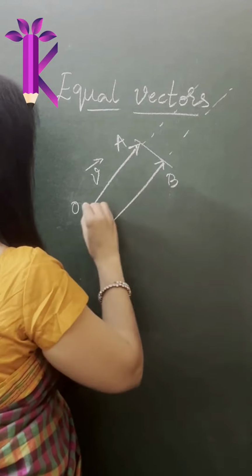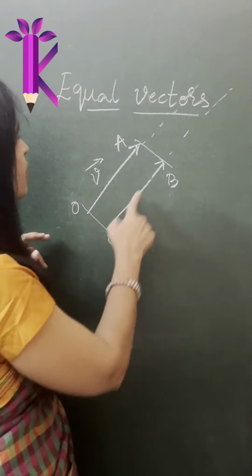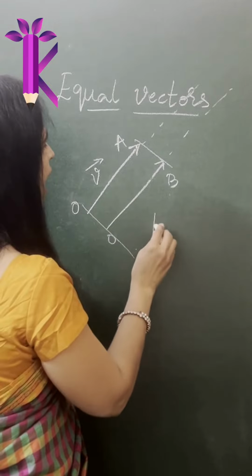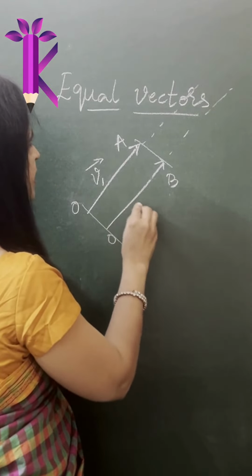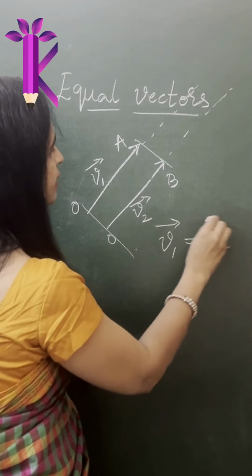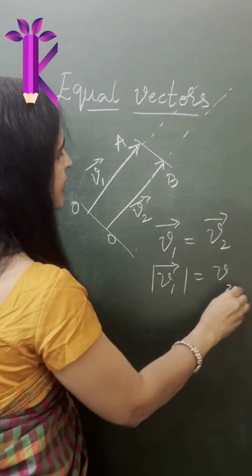So their length is also the same, which gives you the magnitude: same length and heading in the same direction. Such vectors are equal vectors. So if this is vector v1 and vector v2, they are equal. So vector v1 is equal to vector v2. Also the magnitude of vector v1 is equal to the magnitude of vector v2.